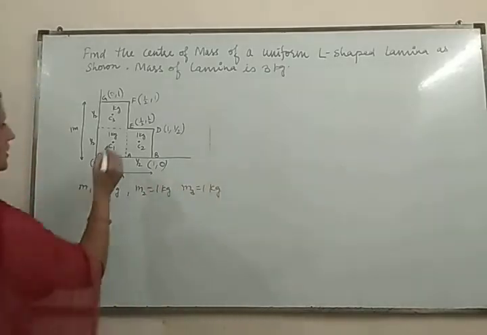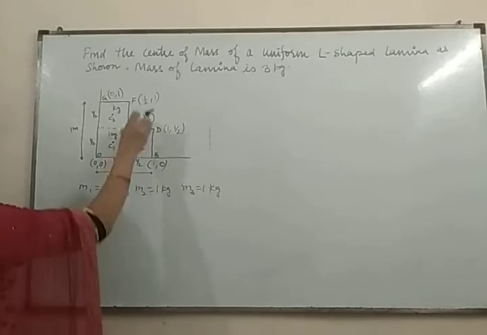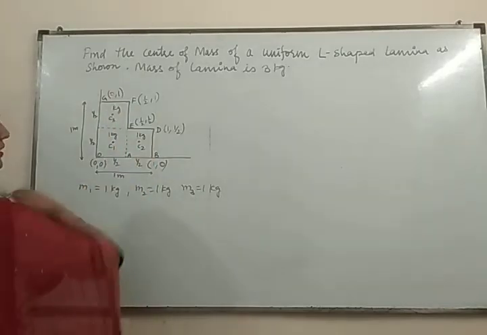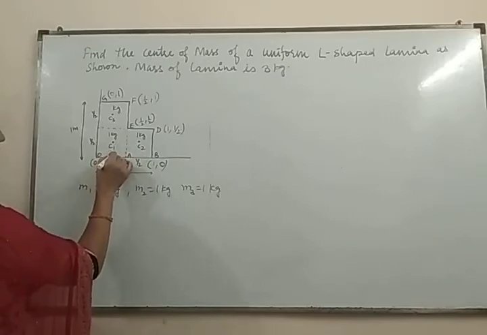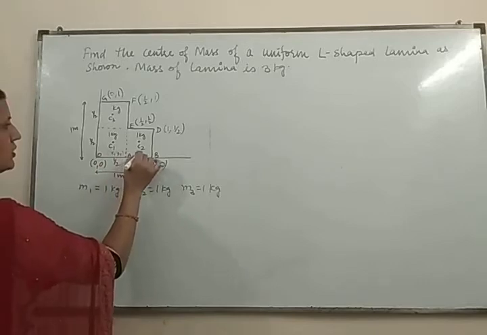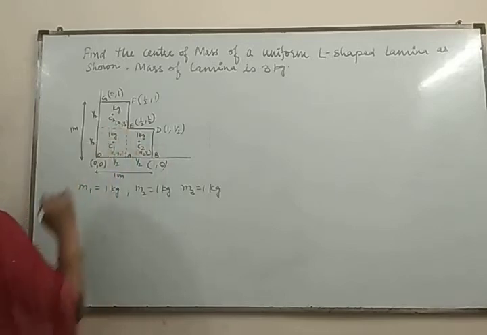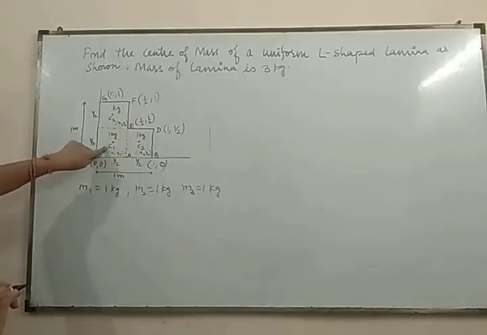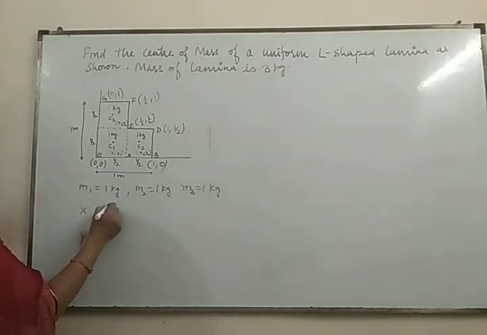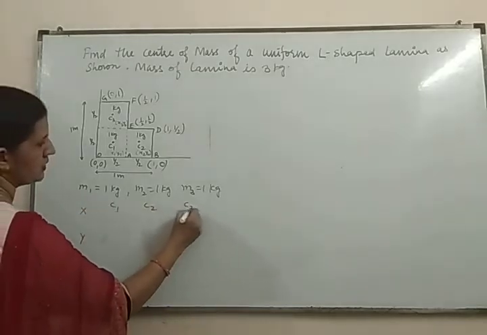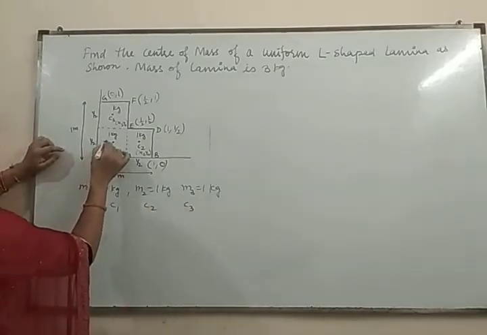Okay, and C1, C2, C3 are the centers of mass, and you have to find the center of mass of the whole body. So for C1, what are the coordinates? Let the coordinates be x1, y1. For C2, x2, y2. For C3, x3, y3. So you have to find now the coordinates x and y. X, y. C1, C2, C3. Okay. For C1, the coordinates are, mark this point.